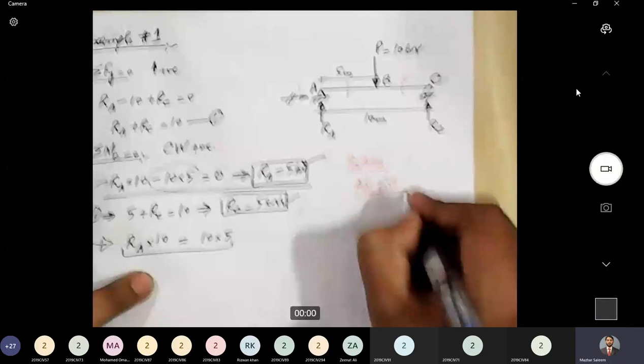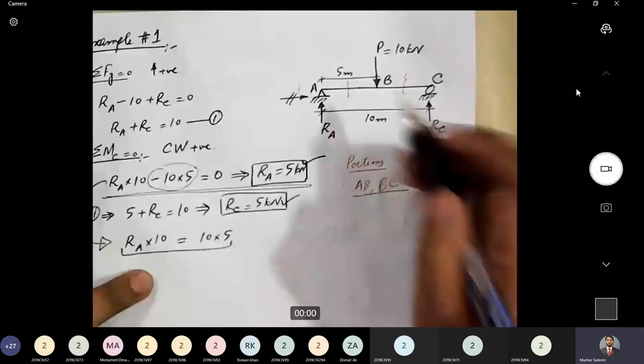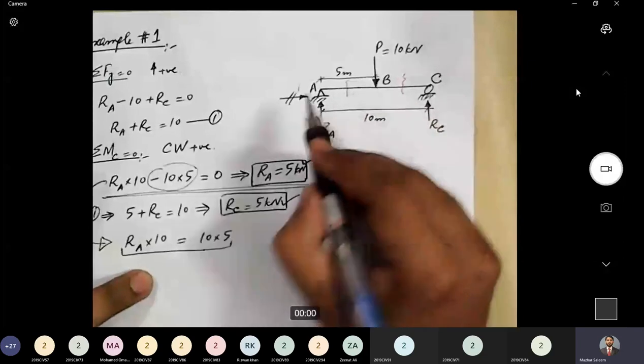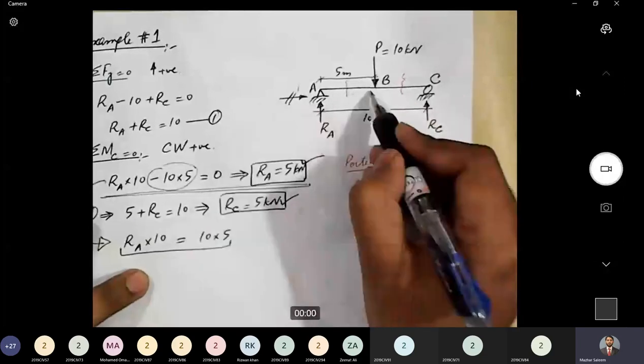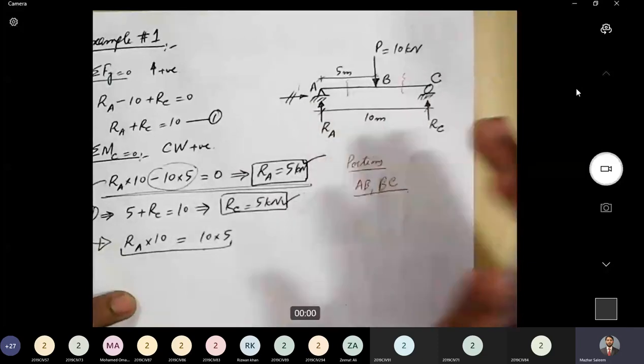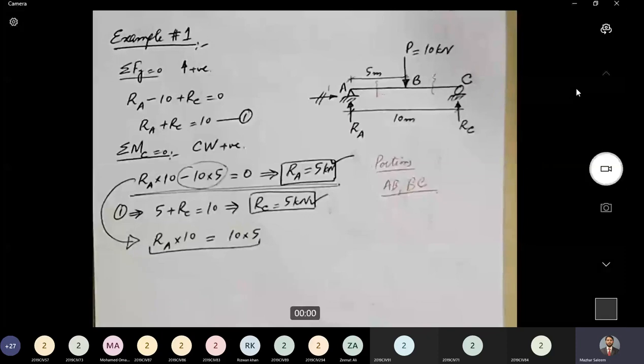We have identified two portions in our beam because there is a variation in the loading at one point. So that point divides the beam into two portions. One portion is AB and the other portion is BC. Now for both of these portions, we will write down equations of shear force and bending moment.